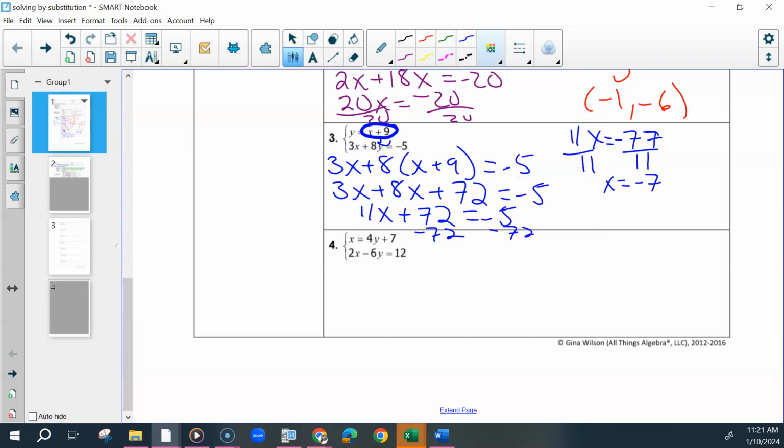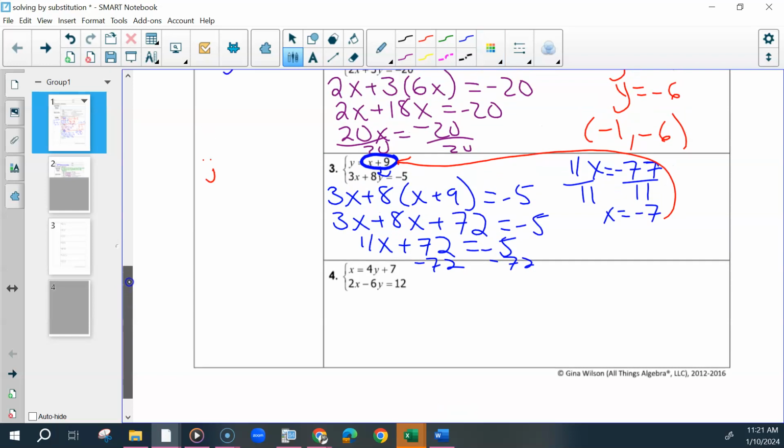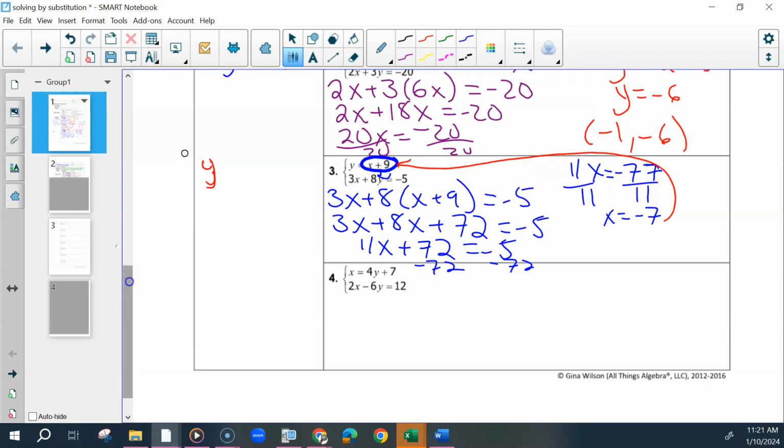Okay. So now that we found x, we can go back and find y. Put this value back into this equation. So y equals negative 7 plus 9, which would give us 2. So our solution would be negative 7, 2. Question on that?